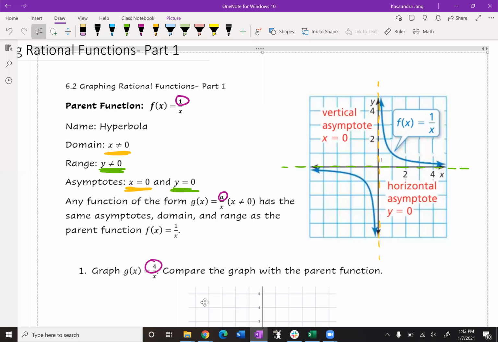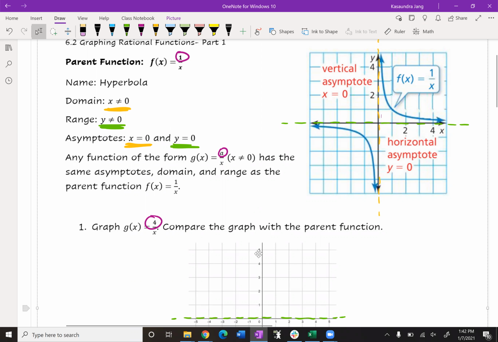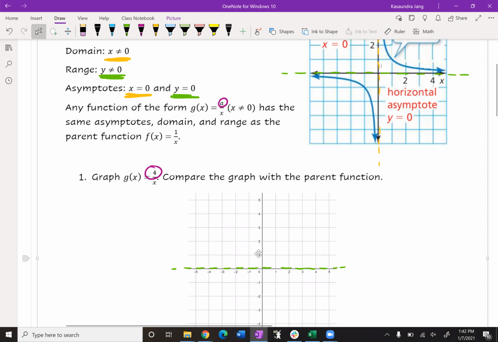All right. So the green stuff, the range, and then your horizontal asymptotes. It's going to stay the same, even though I have a 4 over x instead of a 1 over x. The range is still everything except for a y value of 0, and the horizontal asymptote is still at the line y equals 0. It also does not change my vertical asymptotes or the domain.